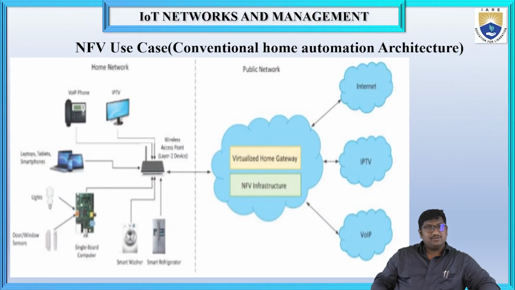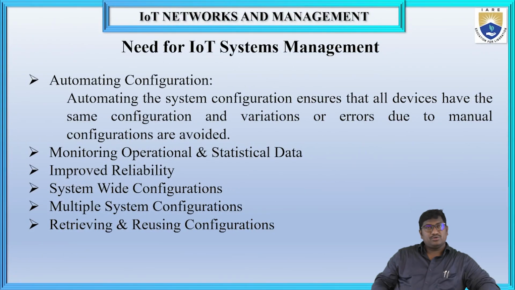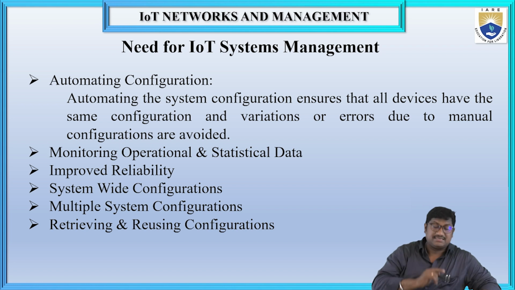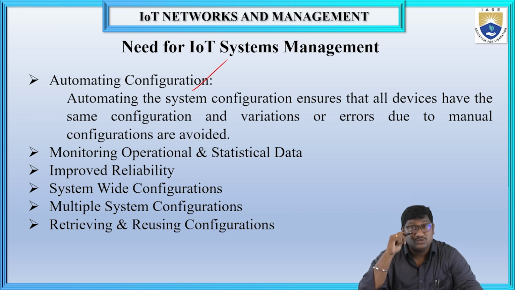Got it, guys? And coming to the NFV use case diagram, which shows a conventional home automation system with a good representation of the things in detail, how IPTV and virtualized home devices are connected, which were shown in the previous rough diagram also, and what exactly the need for IoT system management was. The main need of IoT system management was that we need to configure automatically. Automation is the system configuration which ensures all the devices have the same configuration and variations. If it is not controllable, the devices have to be maintained manually, which is to be avoided.